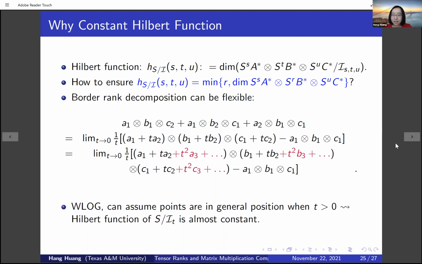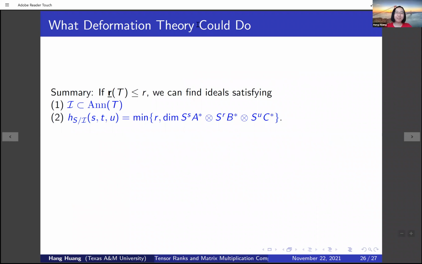So let me briefly summarize what border apolarity does and what deformation can help us to implement border apolarity. In other words, border apolarity says that in order to compute the border rank of the tensor, instead we can just find ideals satisfying several conditions. The first condition says your ideal is inside a fixed ideal. And the second condition says that you can fix the Hilbert function of your ideal.